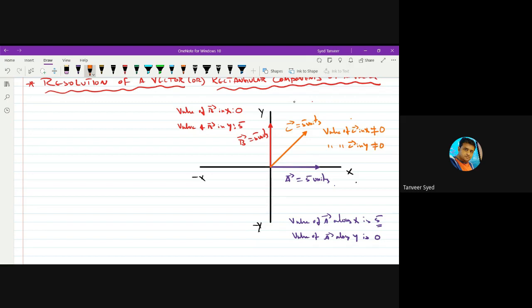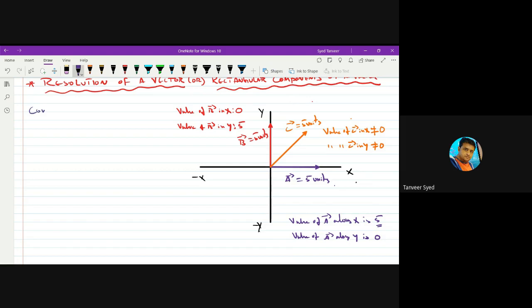Vector C has some magnitude along the x direction. It also has some magnitude along the y direction, because it is lying in the xy plane. Vector A was only along the x direction. Vector B was only along the y direction. Vector C is in both x and y directions, so it will have some magnitude along x and some magnitude along y. We call these magnitudes of this vector the components of a vector.